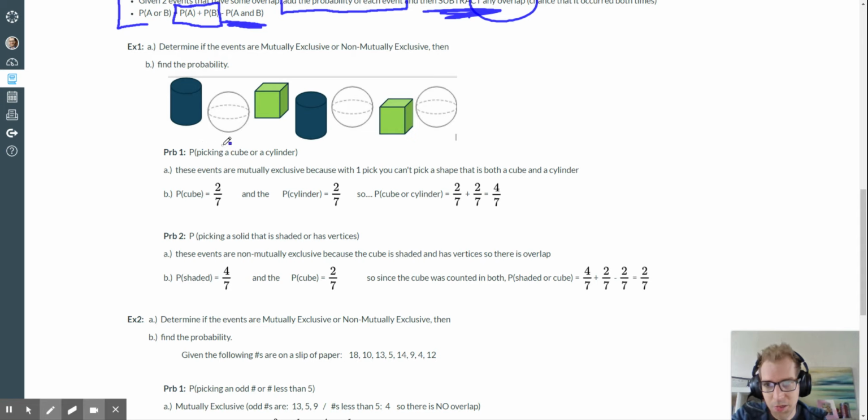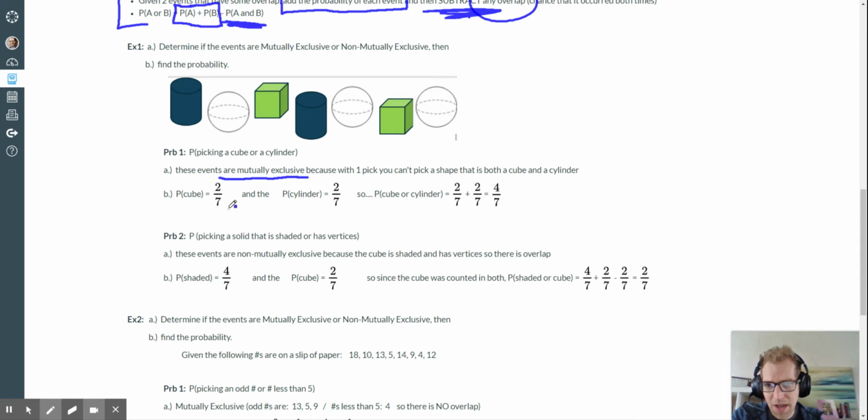So problem 1 here: picking a cube or a cylinder. The question would be, can you have something that's both a cube and a cylinder at the same time? Well, last time I checked, it's either a cube or it's a cylinder. There's no cube-cylinder. So you can't have both at the same time, right? So in this case, we would say they are mutually exclusive. There's no overlap. You're either a cube or you're a cylinder.